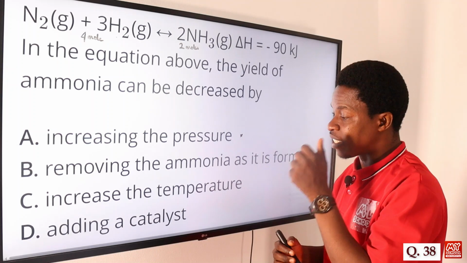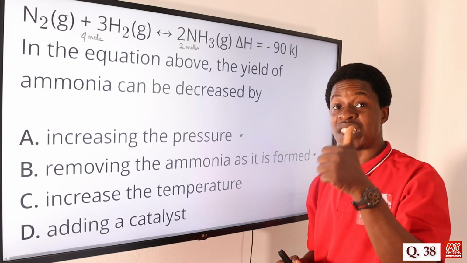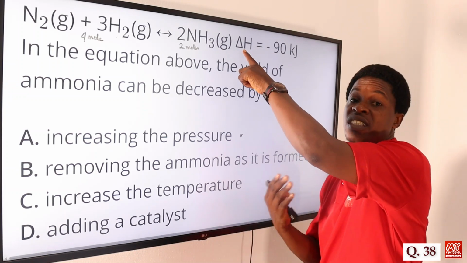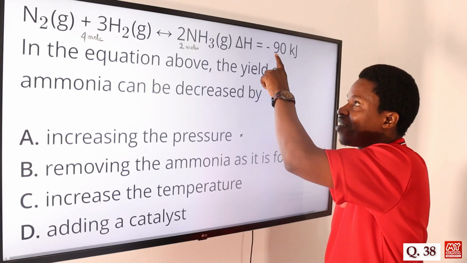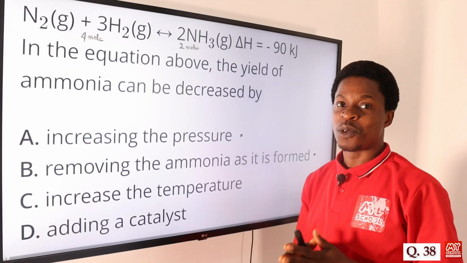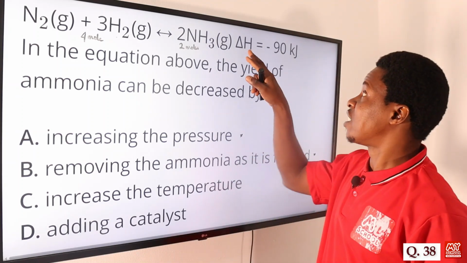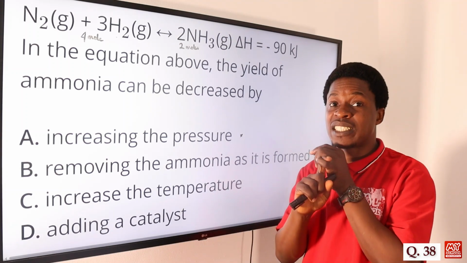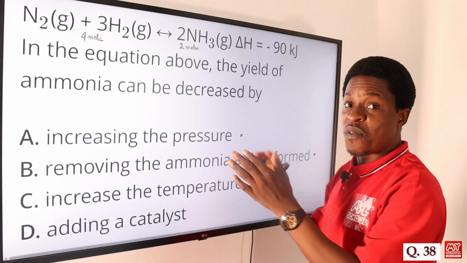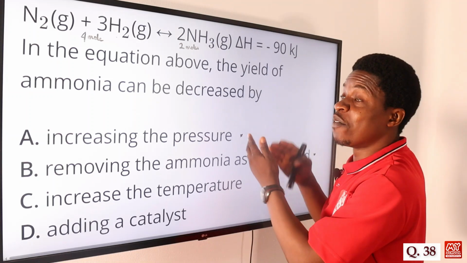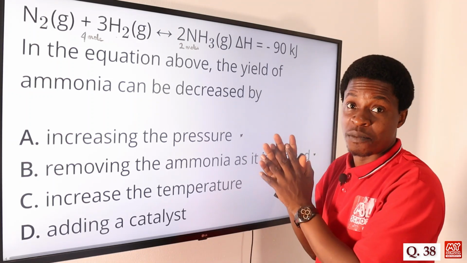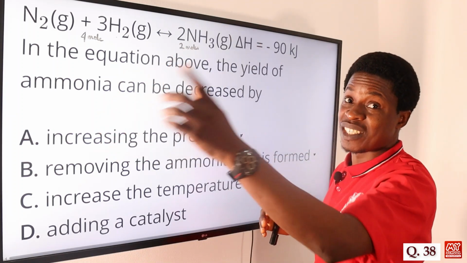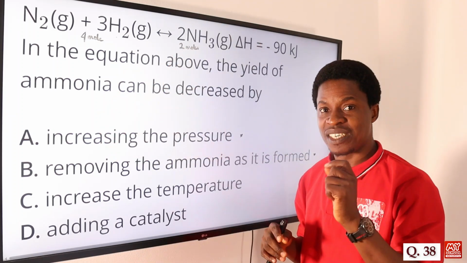Option C says increase the temperature. Now when we are looking at temperature, we consider the change in enthalpy, that is your delta H. Is the reaction endothermic or exothermic? In an endothermic reaction, that's if delta H is positive, an increase in temperature will favor the forward reaction. So more of the product will be formed if you increase it, and if you decrease the temperature, more of the reactants will be formed in an endothermic reaction.